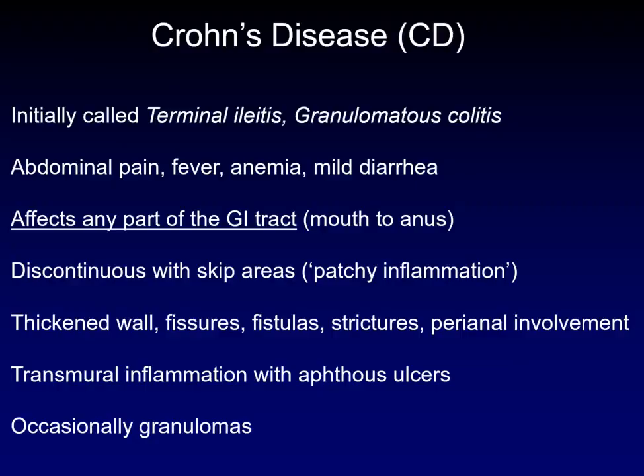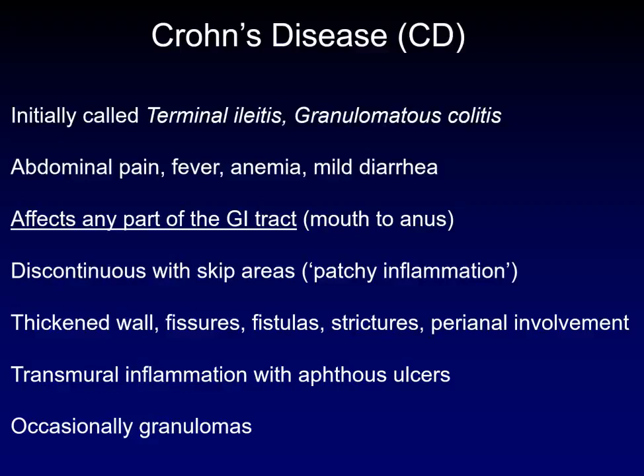Now, the first of the entities that we're to discuss is Crohn's disease. It used to be called terminal ileitis, but it really involves any part of the GI tract. Patients present with abdominal pain, fever, anemia, diarrhea, unless they have colonic involvement, in which case they may have bloody diarrhea. The involvement is discontinuous with skip areas, which will be illustrated in some of the diagrams later.